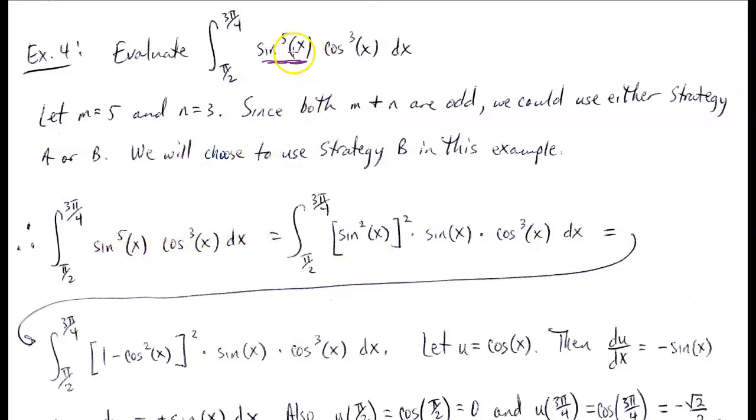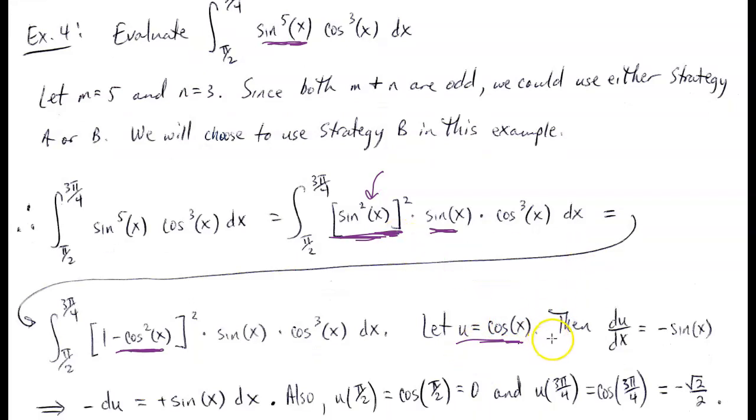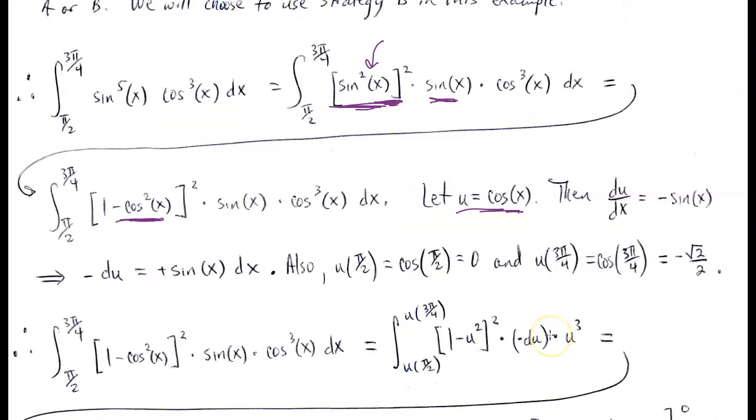Okay, so we want to break this out, so we need to have an extra sine x hanging out. So we need to break this down into sine raised to the 4 times sine, which will end up just being sine squared times sine. Okay, and then of course from here we know that we could rewrite sine squared of x as 1 minus cosine squared of x. And at this point, we're going to let u equal cosine of x.